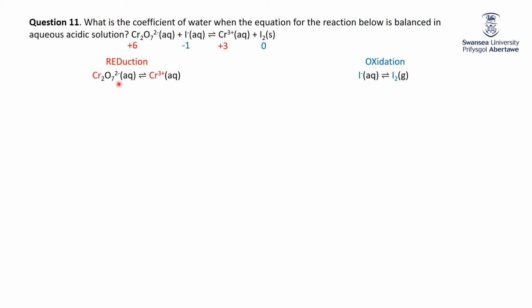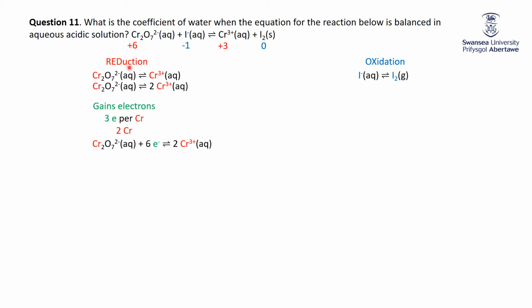Next thing to do, must not forget this, is to balance the important atoms. So we've got 2 chromiums on the left, we must therefore have 2 chromiums on the right. Once we've done that, we look at each chromium, we say it goes from +6 to +3. Thus each chromium is going to gain 3 electrons. The only way you go from +6 to +3 is to gain electrons, gain 3 of them. We have 2 chromiums, so therefore we need 6 electrons on the left-hand side.